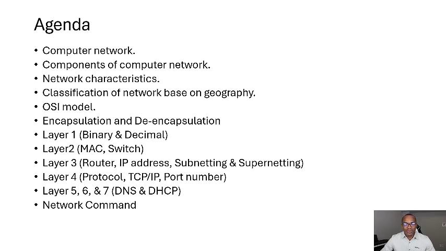and from there we'll go to the upper layers of the OSI model, which are layers 5, 6, and 7, and we are going to look at domain name service. We are going to look at the dynamic host configuration protocol, and we are going to finish with network commands. So let's get right to it. For this particular video, I think we'll be stopping at layer 2, and in the next video we will start from layer 3, where we are going to treat IP address and subnetting.